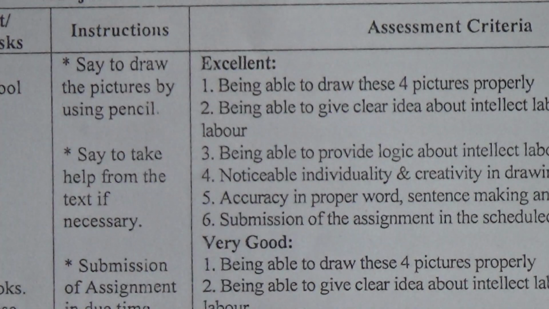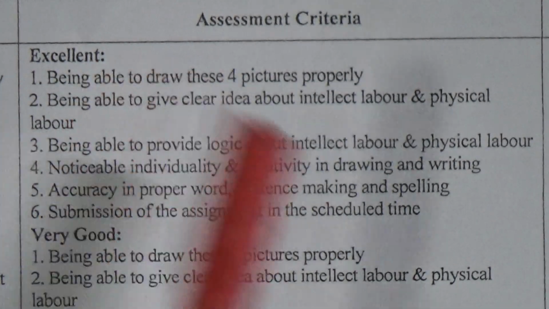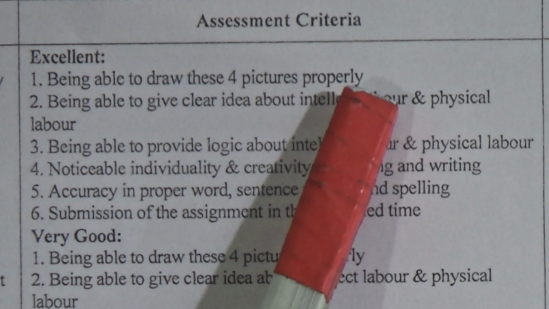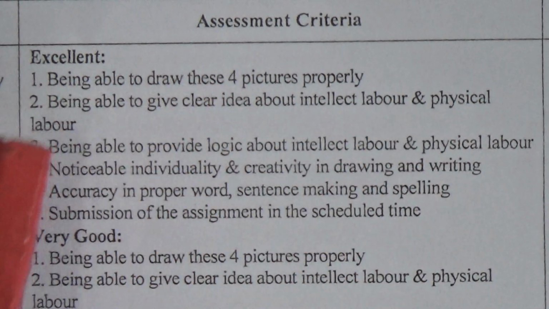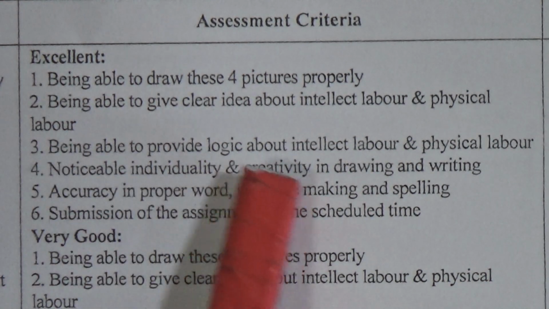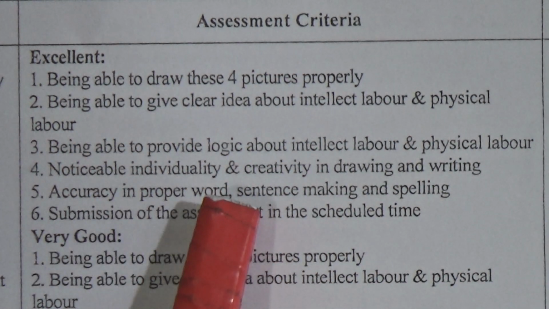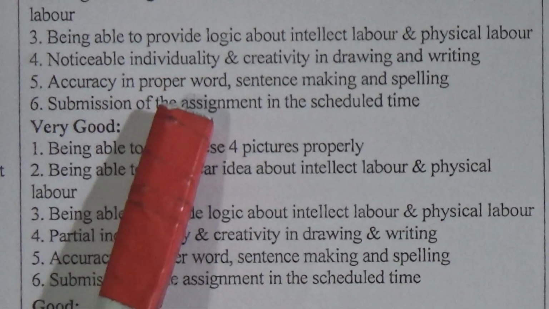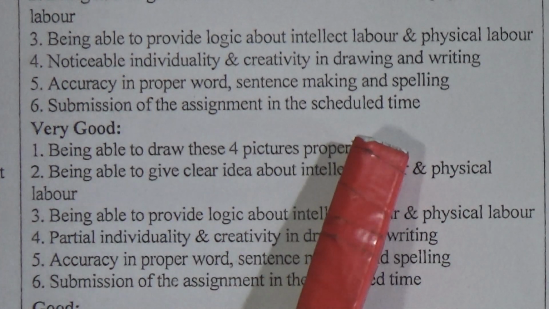And students, here you can see the assignment criteria. I hope all of the students will get excellent. So if you want to get excellent, what do you have to do? Being able to draw these 4 pictures properly. Next, being able to give a clear idea about intellectual labor and physical labor. Number 3, being able to provide logic about intellectual labor and physical labor. Number 4, noticeable individuality and creativity in drawing and writing. Number 5, accuracy in proper words, sentence making and spelling. Number 6, submission of the assignment in the scheduled time.